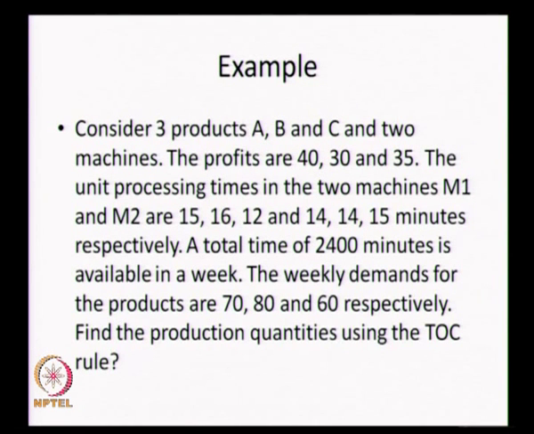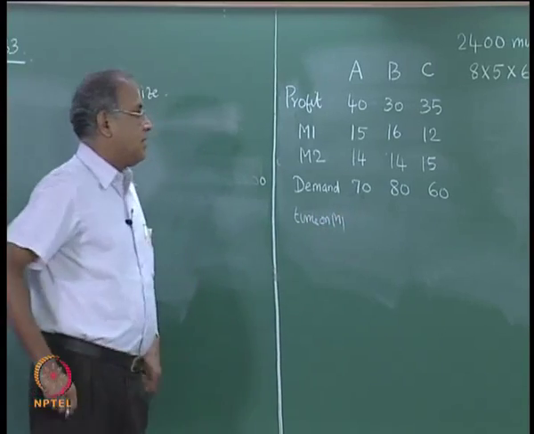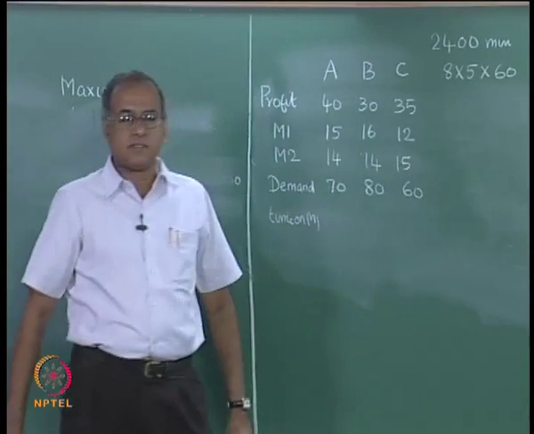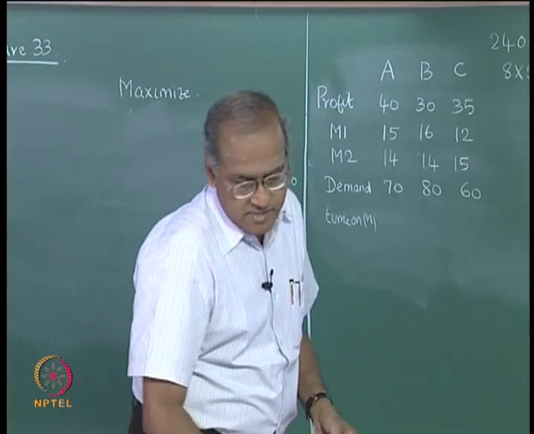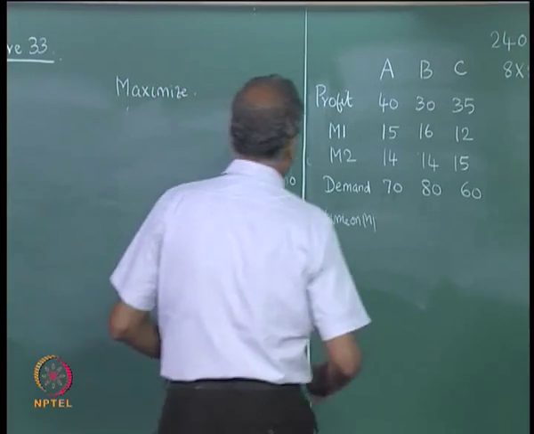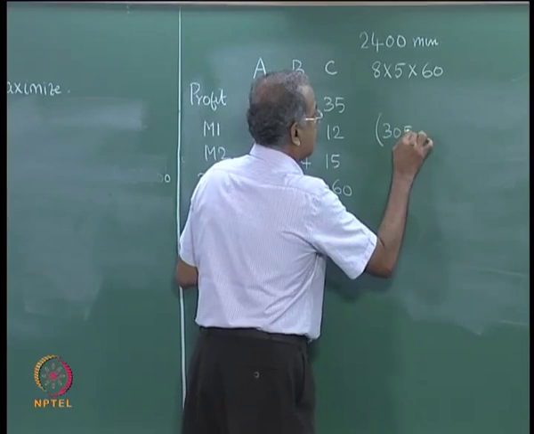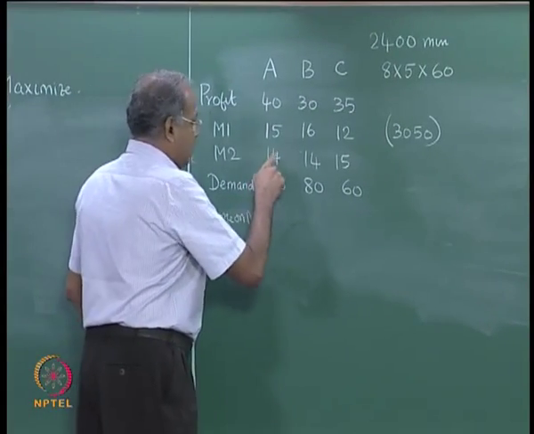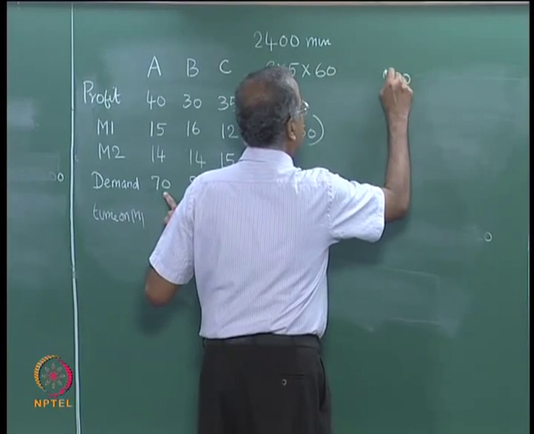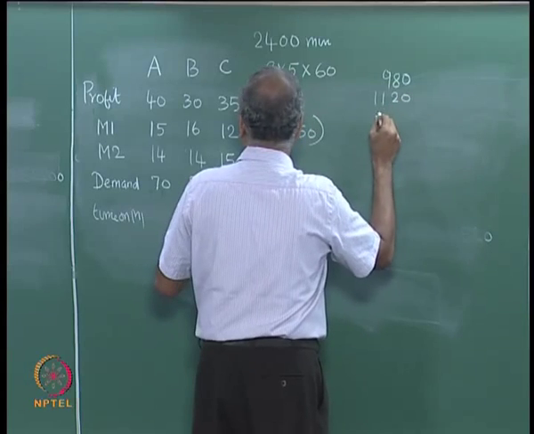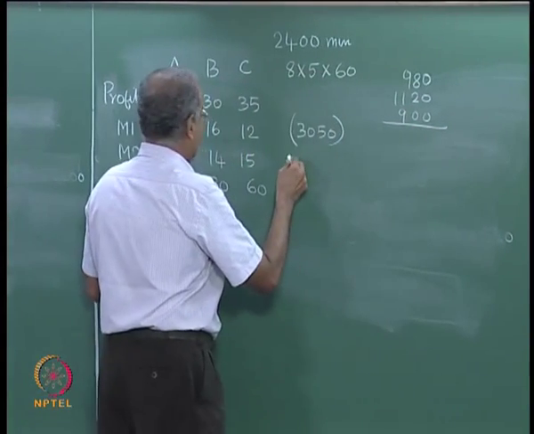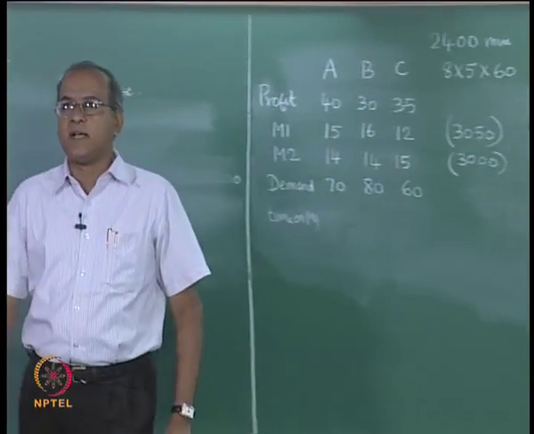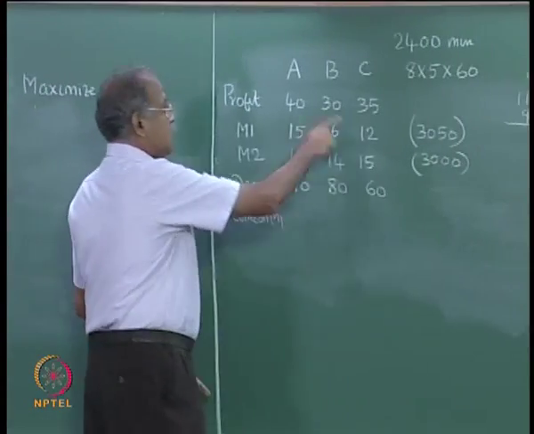So, we will now say time on M1. Time on M1 is 70 into 15 plus 16 into 80 plus 12 into 60. So, time on M1 is 3050, which is the same that we calculated in the previous example, but time on M2 is 14 into 7 is 980, 14 into 8 is 1120, 15 into 6 is 900. So, the time on M2 is 3000. Now, both these machines are now bottleneck machines.